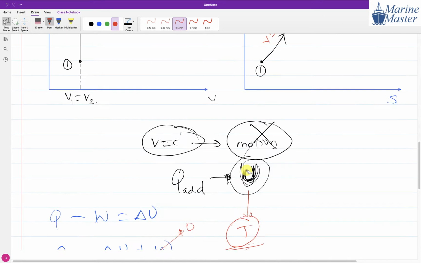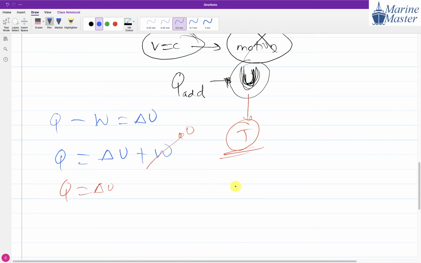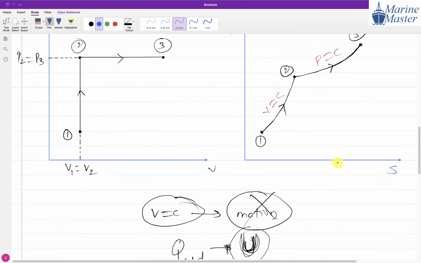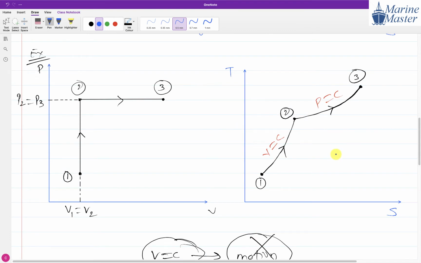So our Q will go into two things. Our Q will go into change in internal energy in case of constant pressure, and work done. So that's why the temperature increment rate is lesser in constant pressure as compared to constant volume. You got the reason also?